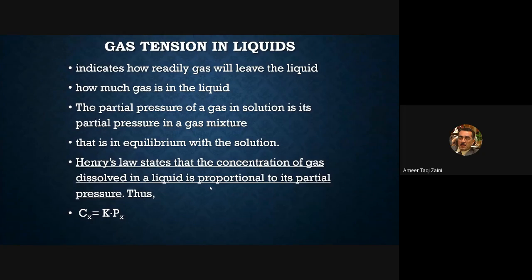So if the partial pressure of the oxygen in the air in my lung is high, the partial pressure inside my plasma will become high, because it reflects the partial pressure in the air present in my lung. Okay.